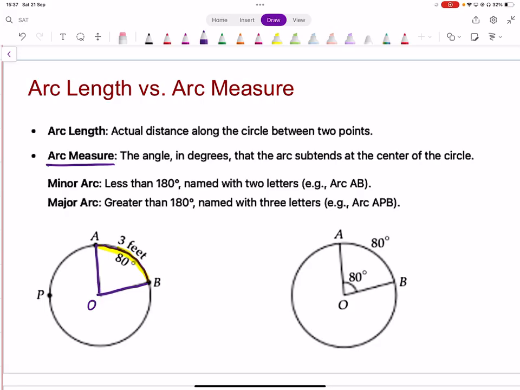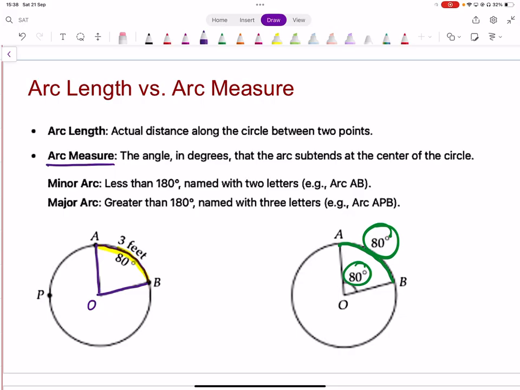Arc measure is the angle that the arc makes at the center. So if the angle at the center is 80 degrees like this, you say the measure of the arc AB is 80 degrees. Is that okay? That's a terminology that is used on SAT sometimes. You need to know it's different from arc length. Okay?